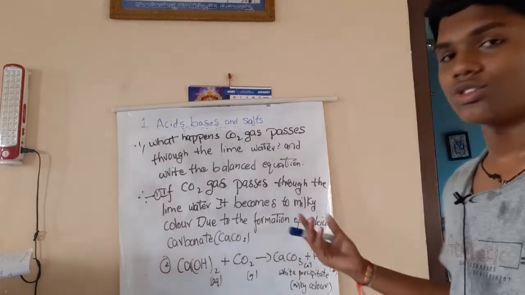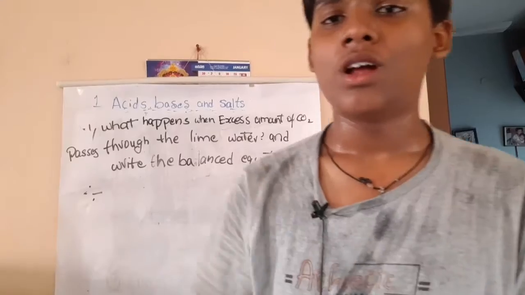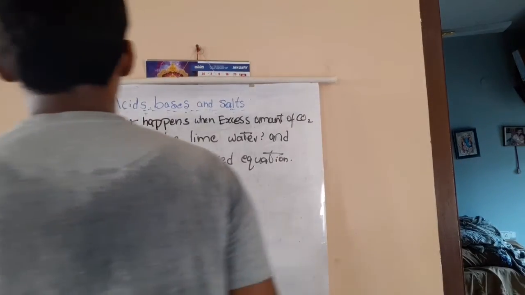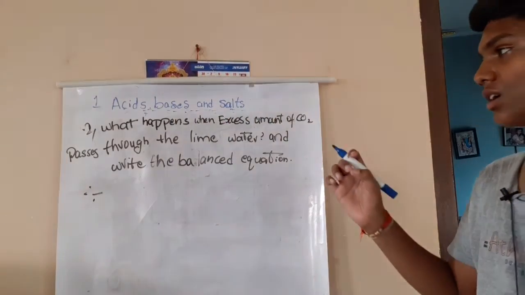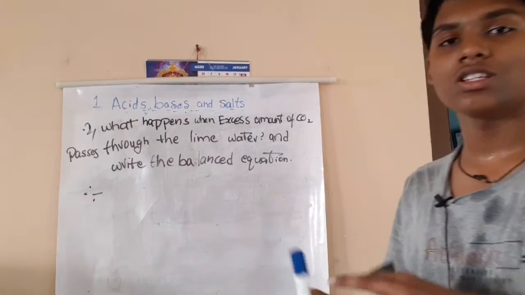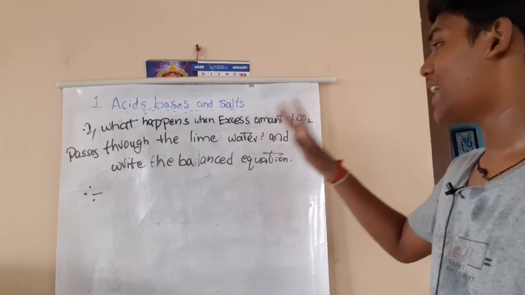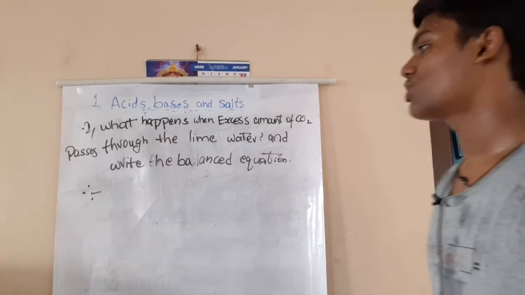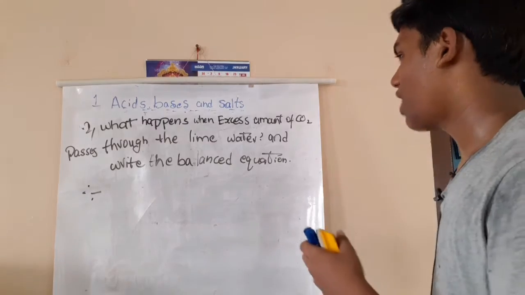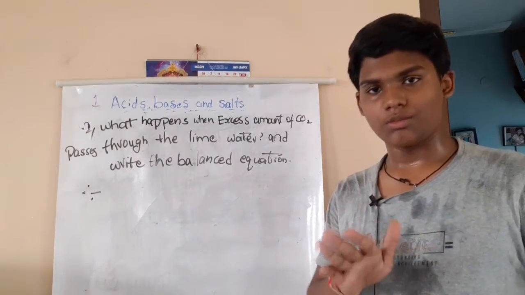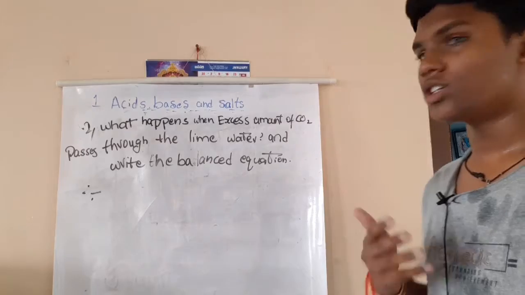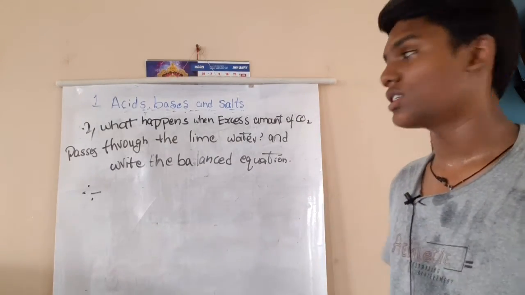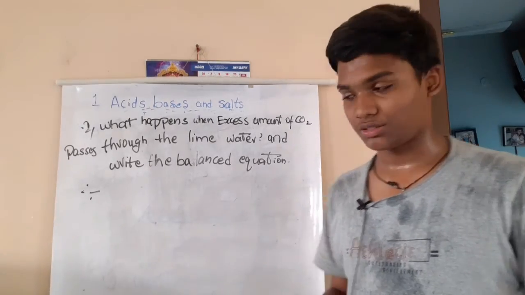Now let us see the second question. It is a simple change in the question, but the answer is different. What happens when an excess amount of CO2 passes through the lime water? Write the balanced equation. When only some amount of carbon dioxide passes, it forms calcium carbonate. But when an excess amount of CO2 passes, what happens?